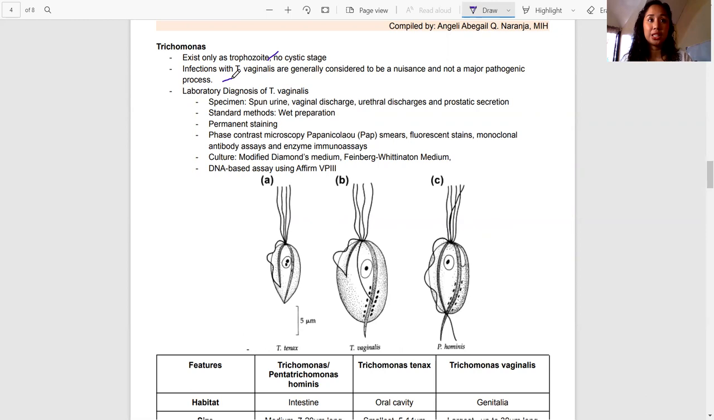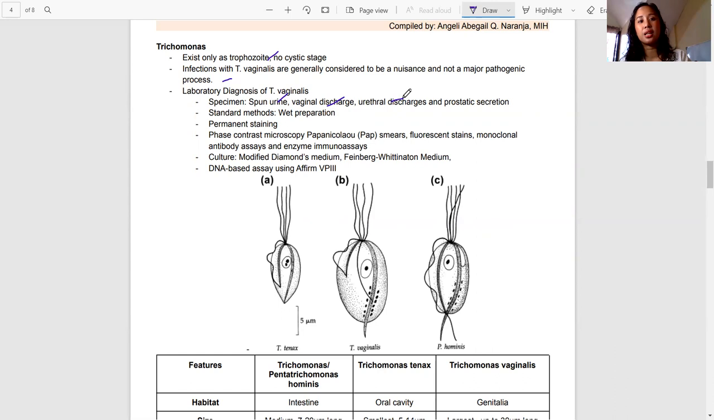So, the specimen we use in Trichomonas vaginalis is urine that was spun or centrifuged, vaginal discharge, urethral discharges for both male and female, and prostatic secretion for men. Sa men kasi class, it's usually asymptomatic. However, sa female, doon nagkakaroon ng symptoms kaya doon na detect pag nahawa na ang babae. And class, ang nagkakaroon ng strawberry cervix when you have Trichomonas vaginalis kasi namamaga ang cervix.